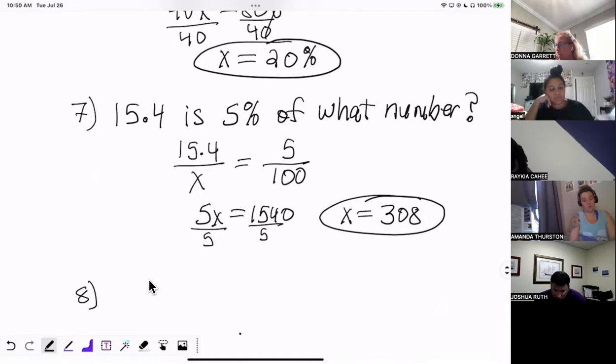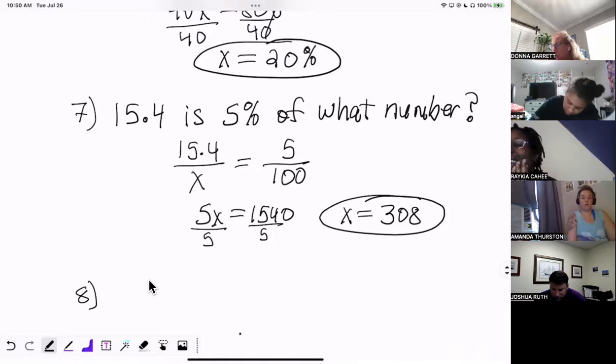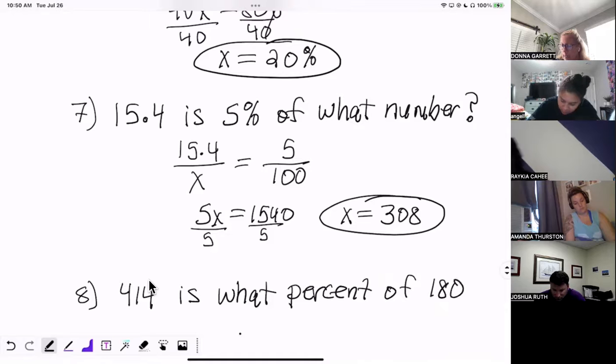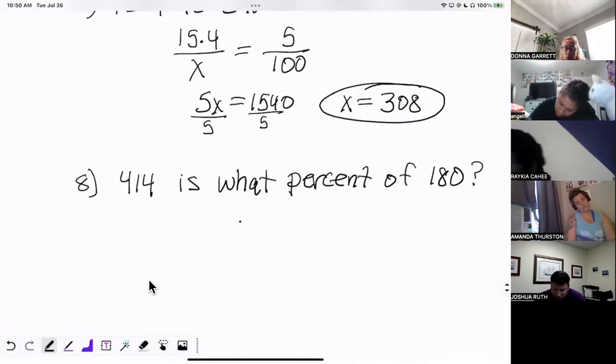One more to find a percent. I have 2 to choose from. Which one do I want? I think we'll do this one. 414 is what percent of 180? Okay, so set it up and don't do it yet. I want to make sure you guys do it right. Set it up first.